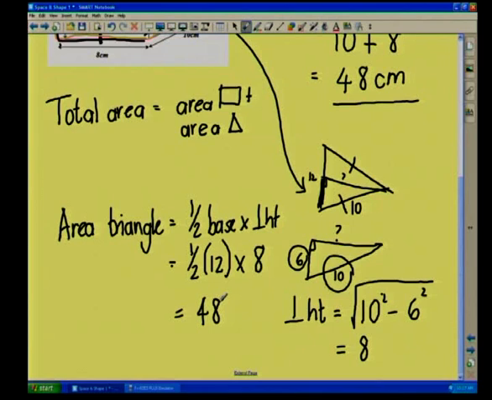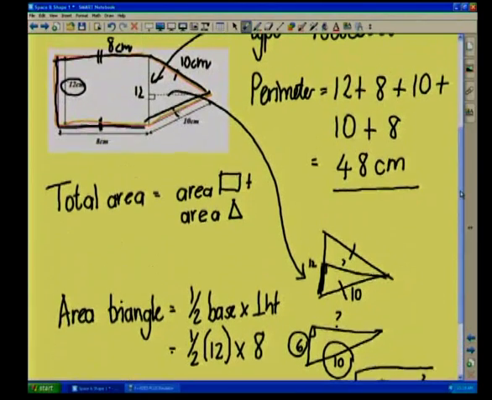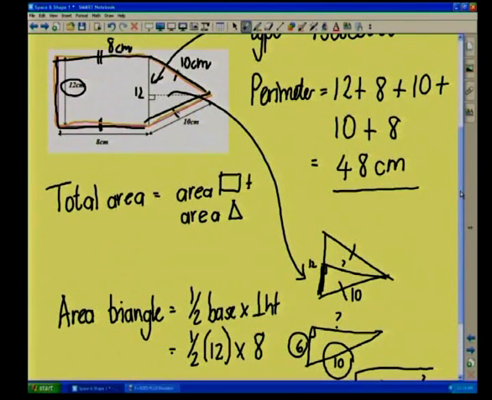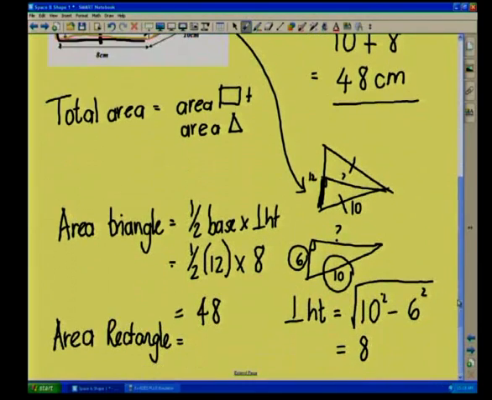So the area of my triangle is 48, and the area of my rectangle is going to be, let's have a quick look at what our shape looks like, 12 by 8. So it's going to be length times breadth. Length is 12, breadth is 8. 12 times 8 is 96. Now these are centimeters squared.